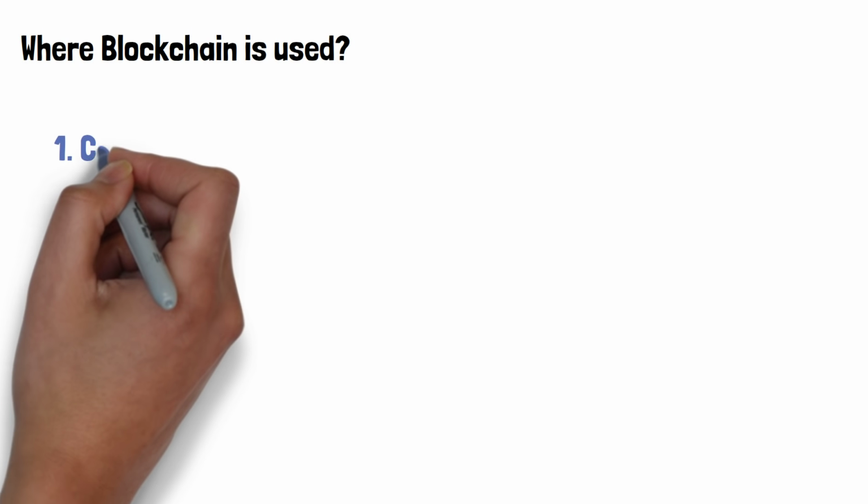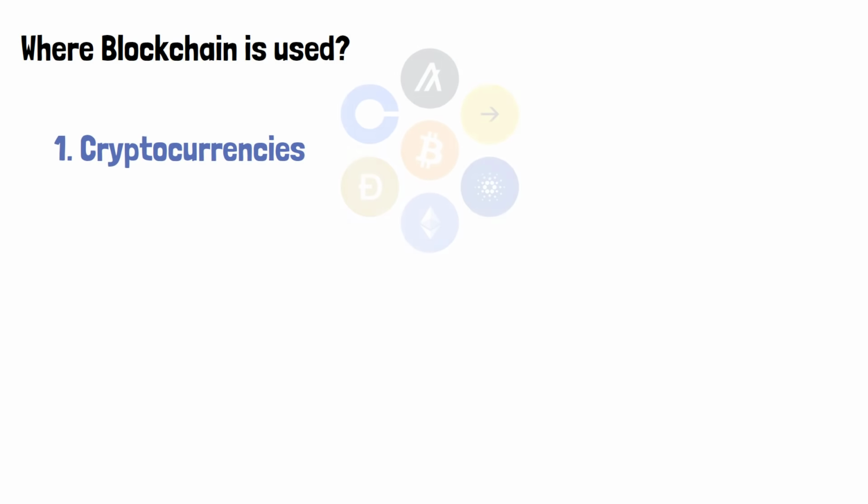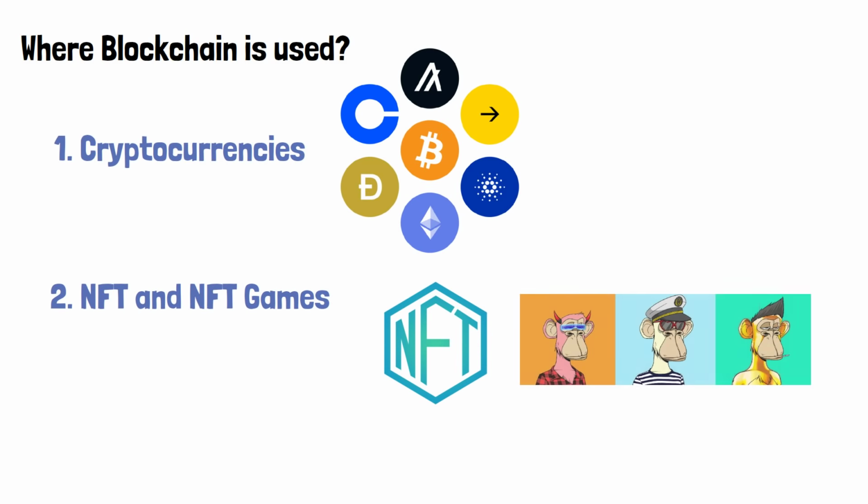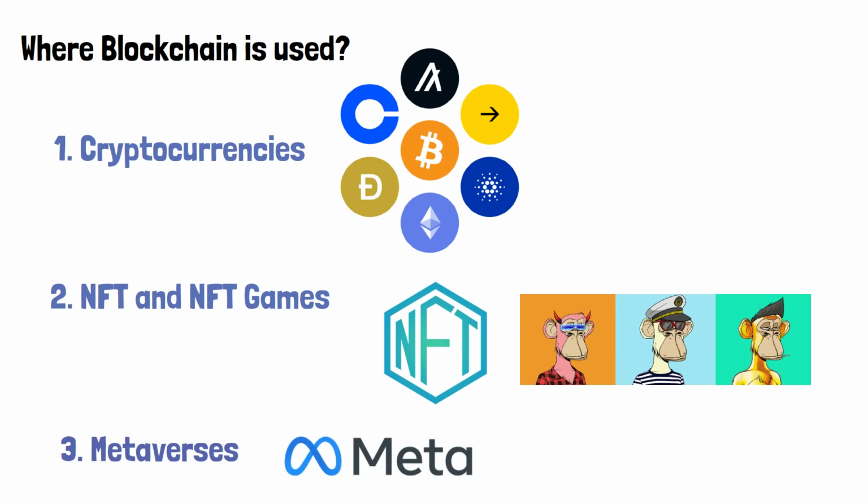Okay, now let's talk about where a blockchain is used nowadays. Blockchains have been largely adopted in the form of cryptocurrencies with thousands of different coins and tokens competing with each other for their portion of the market. Blockchains are also gaining popularity in other areas such as art, fashion, and entertainment, for example NFT games and metaverses.